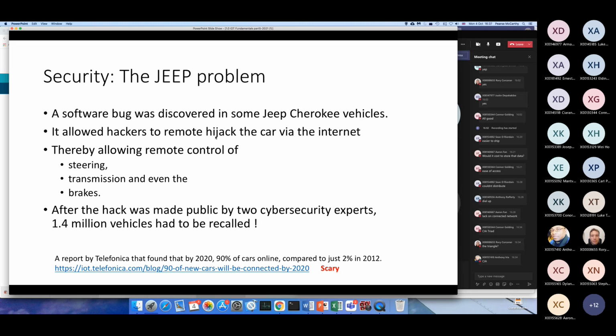All right. And again, I'll bring you back to that report. You'd have a quick read of that. It's a few years old at this stage, but essentially what it's saying is it's quite a scary thing in terms of scale. Like 2% to 90% in 8 years. That's pretty impressive, right?